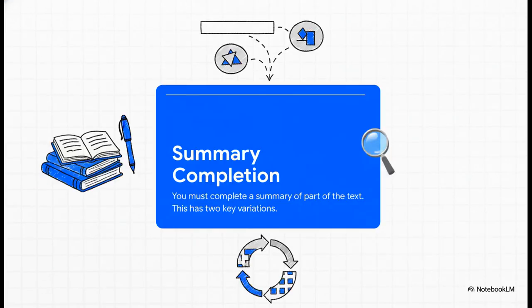Now, a really important one in this family is summary completion. You get a short summary of a part of the text, but it has some words missing. But there's a little twist. This one comes in 2 very distinct flavors.